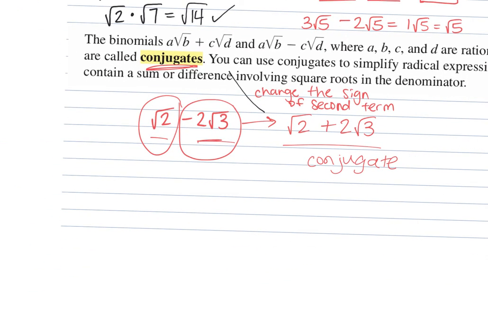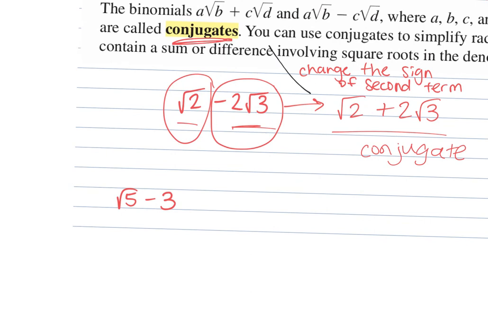Let's try a few more. Let's say we had the square root of 5 minus 3. First off, can we combine these? No, okay, because one's in a radical, one is not. So, if I were to ask you, find the conjugate of this, what would you do? Yep. The square root of 5 plus 3. Very good. Do we touch the first term? No, it stays the same. What happened to the second term? It changes sign, okay?